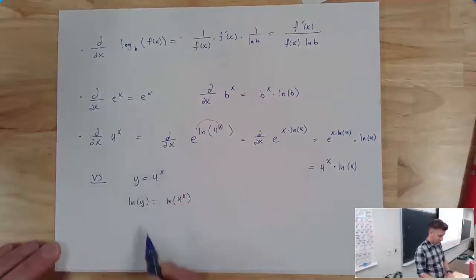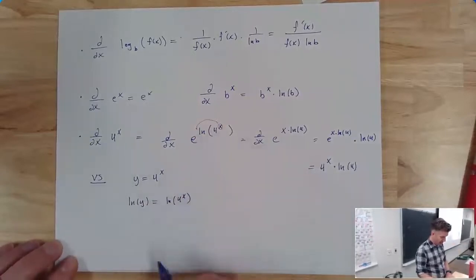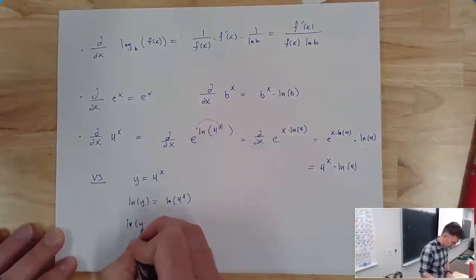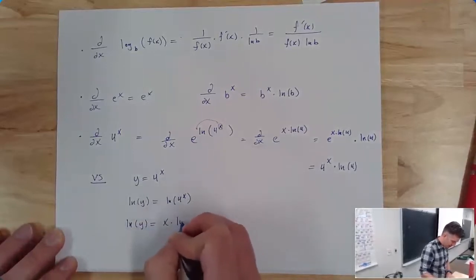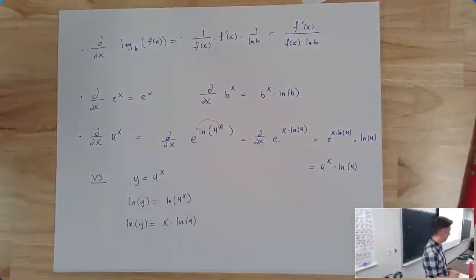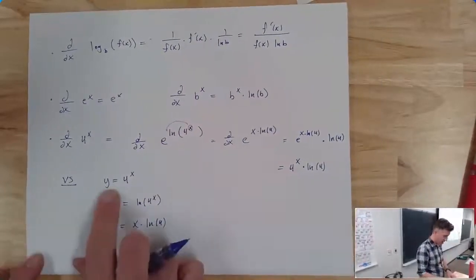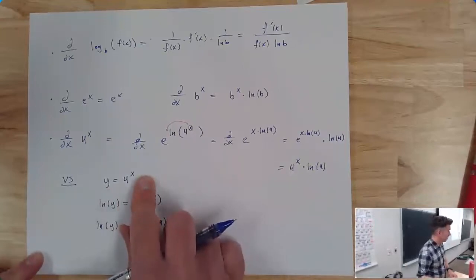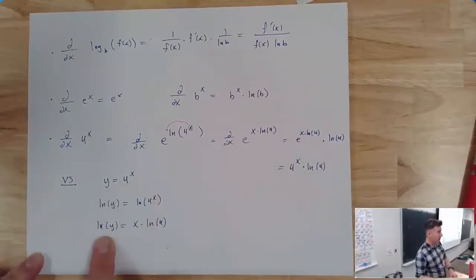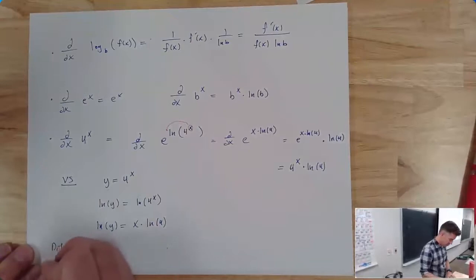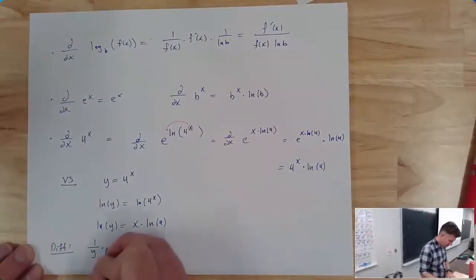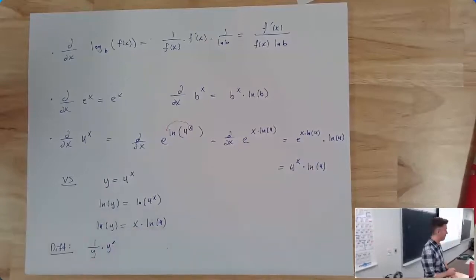And then just like in the previous problem, we're going to bring that x down in front. So the natural log of y equals x times the natural log of 4. And then we're going to differentiate both sides. But here, we're not just making the assumption, it's actually very, very explicitly clear that y is a function of x. So when we differentiate the natural log of some stuff, we're going to get 1 over the stuff times the derivative of the stuff.